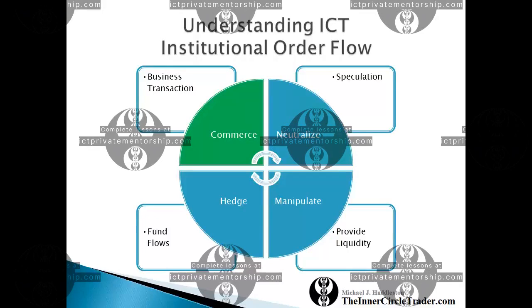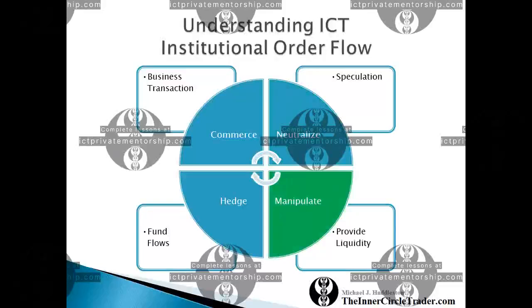The next realm of institutional order flow is speculation. We like to see a neutralization of speculators in the marketplace because, as we discussed in the previous module in this series, stop runs and raids on stop loss orders can produce an injection of volatility that we like to use to fuel our trades.